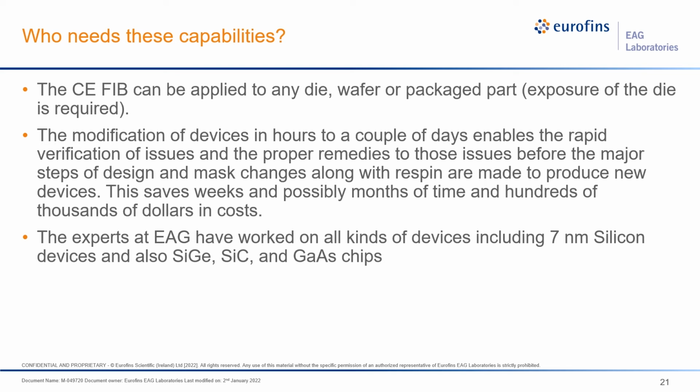The experts at EAG have worked on all kinds of devices, including 7-nanometer silicon devices, as well as silicon germanium, silicon carbide, and gallium arsenide chips. Our guys have seen an awful lot of different types of samples and have planned out and carried out very successful FIB operations on a wide variety of devices, and we're happy to have them talk with you if you have a particular issue you want to address.